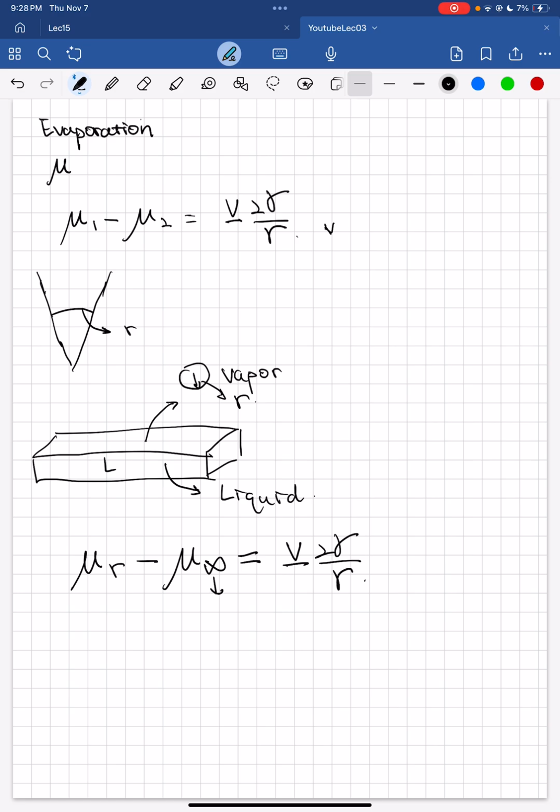Here, this infinite means radius of curvature equals infinite. So radius of curvature becomes infinite, meaning the curvature is 0, meaning flat. You can remember this. Okay? So basically, the chemical potential difference is this, and this R being the radius of this vapor. All right? It's very easy.